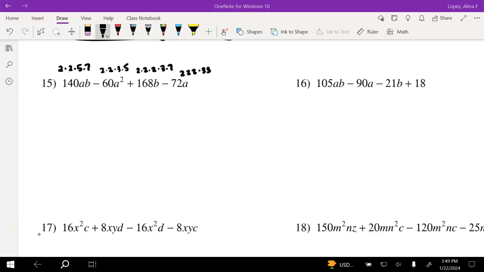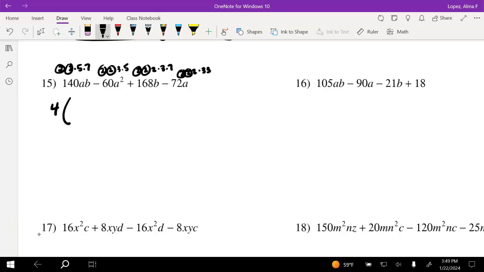So now, pause the video if you need to write that down. And we're going to go through and find everything that they have in common. I see 2 2s and nothing else. All right. So they have a 4 that I can factor out.